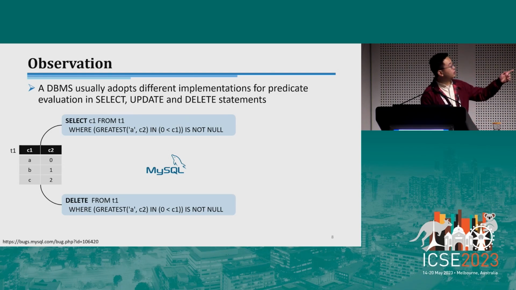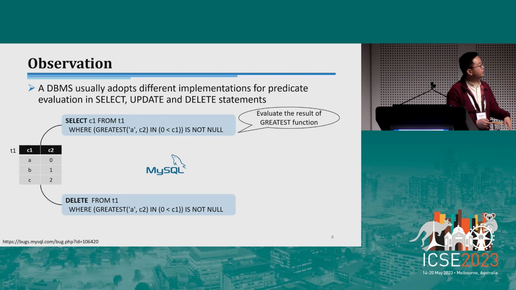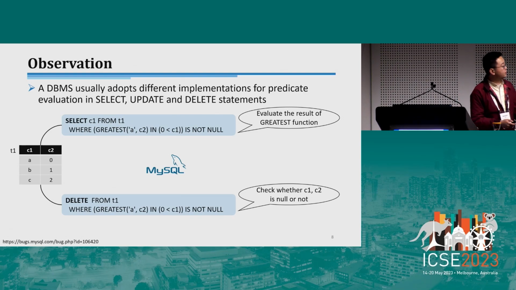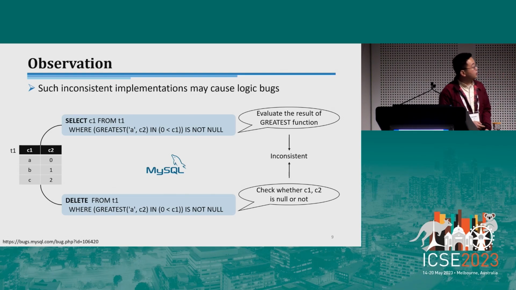In this example, for select, MySQL evaluates the value of the greatest function in the predicate. While for delete, it only checks whether the columns C1 and C2 are null or not, without evaluating the expression. And such inconsistent implementation may cause logic bugs.